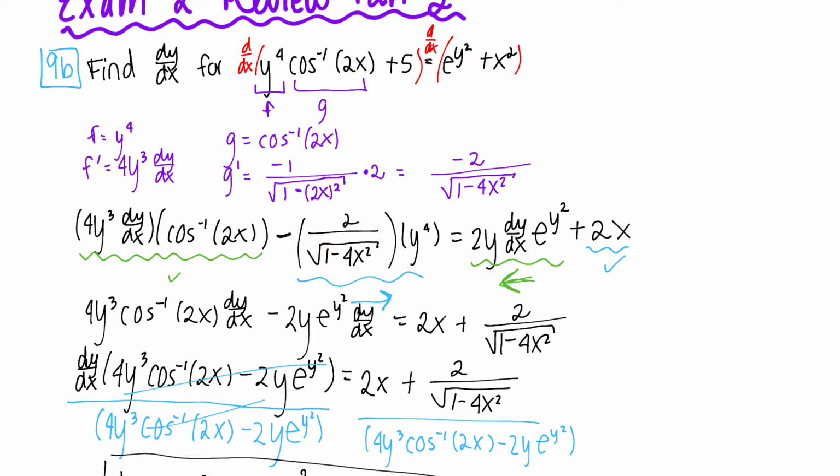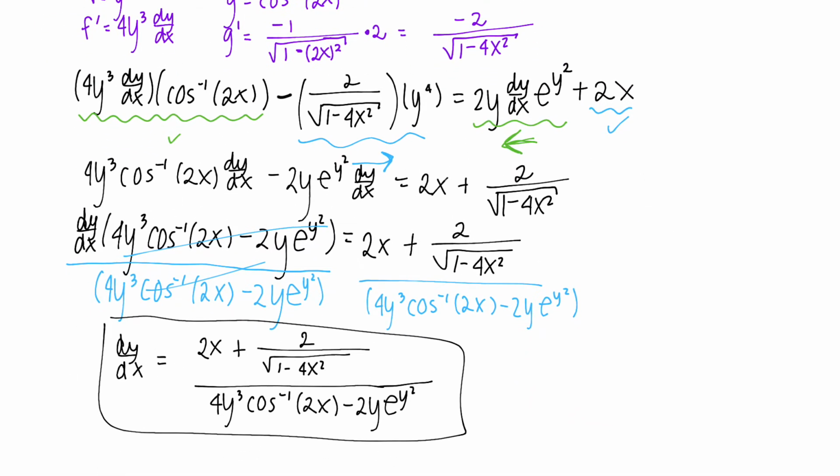So g prime f, and then on the other side, the derivative of e to the y squared is 2y dy/dx times e to the y squared, and then the derivative of x squared is 2x. So then I went ahead and moved everything with the dy/dx to the left side. Everything else went to the right side. That's what happened here. Then I factored out the dy/dx's, and then I was down here.